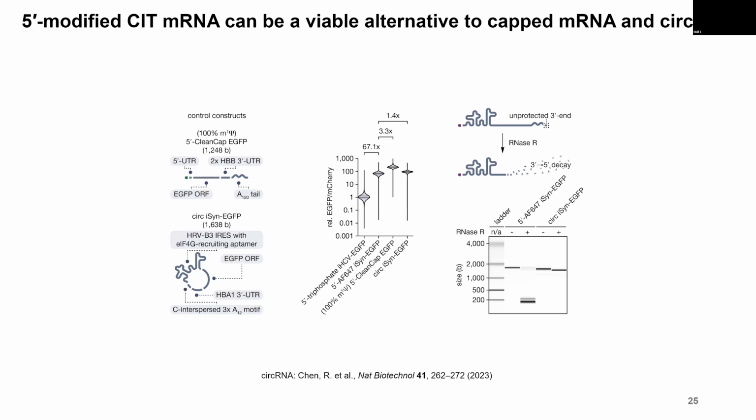You can see that, compared to the other IRESes very common in the field, which is from HCV virus, we get 67-fold improvement in translation. And if we compare this linear protected CAP-independently translated mRNA to the circular version as well as the capped linear version, we can see that its performance is really close. And this is despite the fact that its 3' end is still unprotected, so it's susceptible to exoribonucleolytic decay.